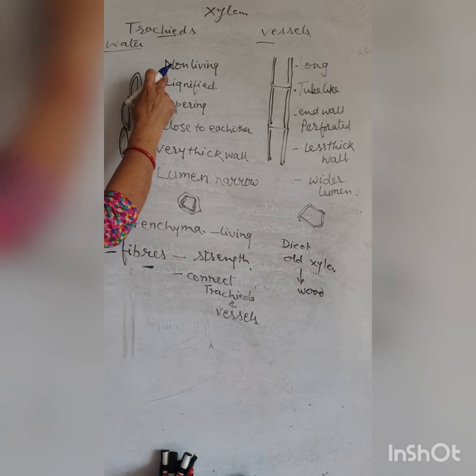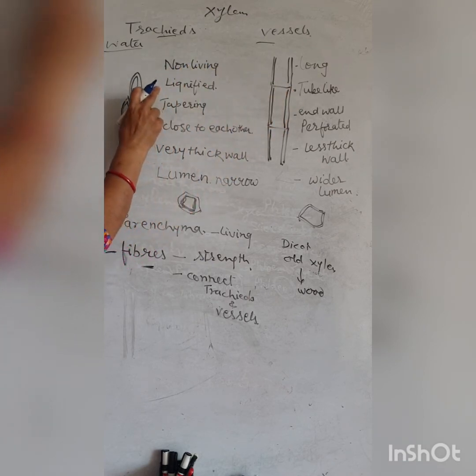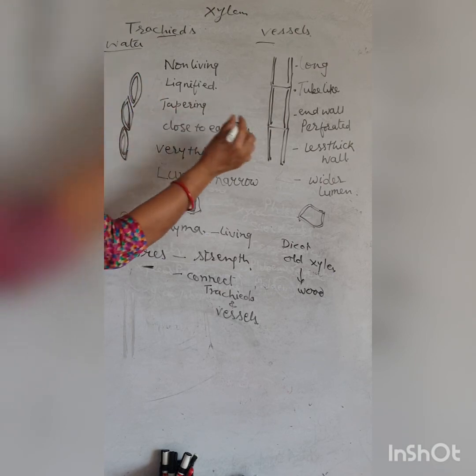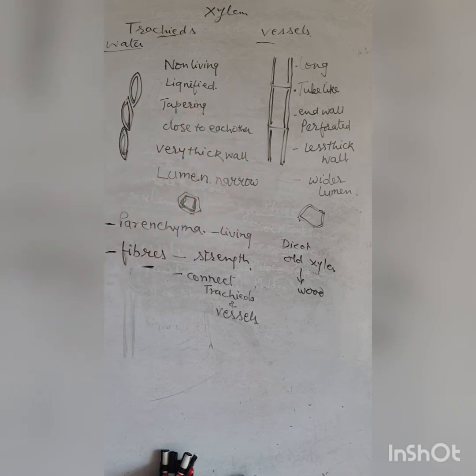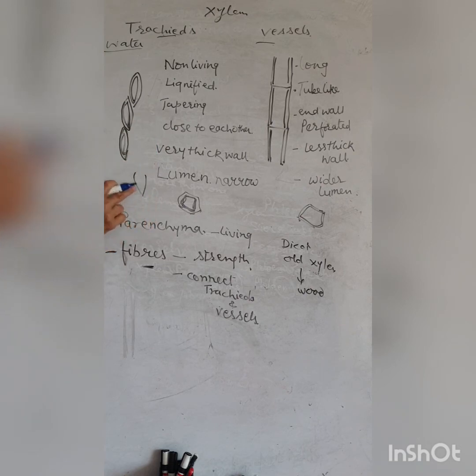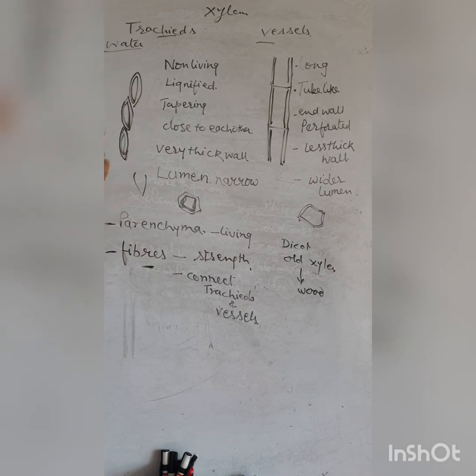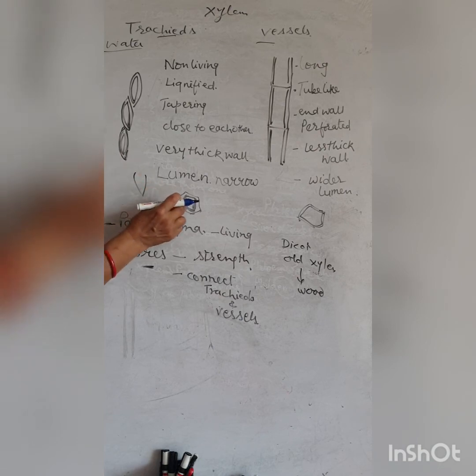The tracheids and vessels both are non-living tissues and both are lignified, meaning lignin is deposited there. They are tapering. Tapering means narrow at the end, close to each other. Their wall is very thick. The lumen means the space in the middle.